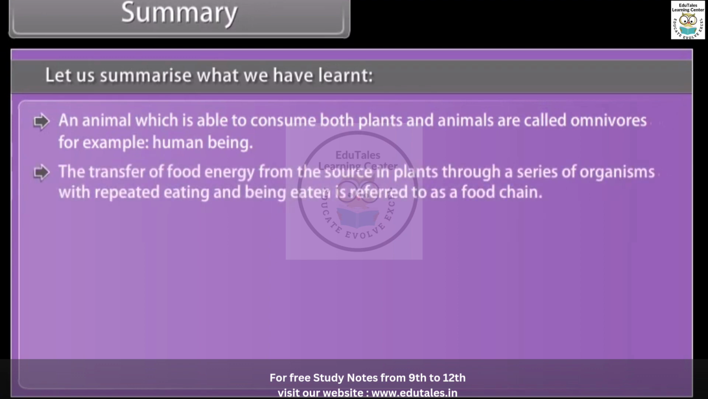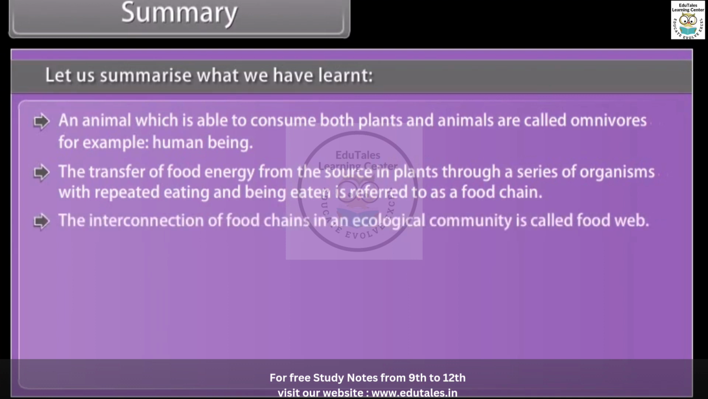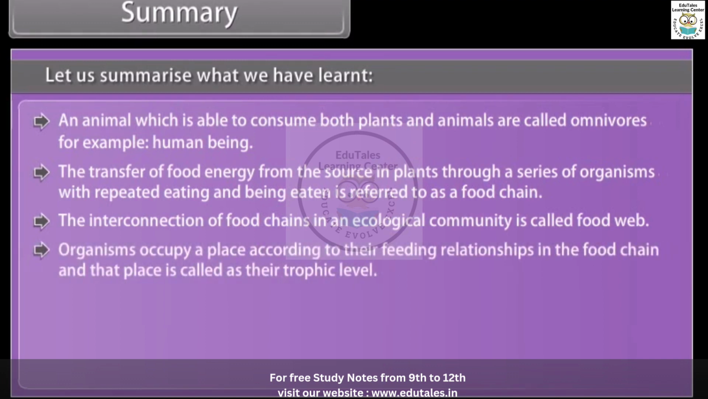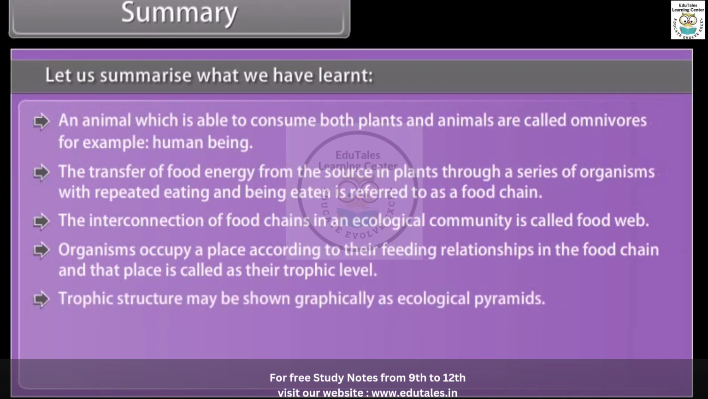The transfer of food energy from the source in plants through a series of organisms with repeated eating and being eaten is referred to as a food chain. The interconnection of food chains in an ecological community is called food web. Organisms occupy a place according to their feeding relationships in the food chain, and that place is called their trophic level. Trophic structure may be shown graphically as ecological pyramids.